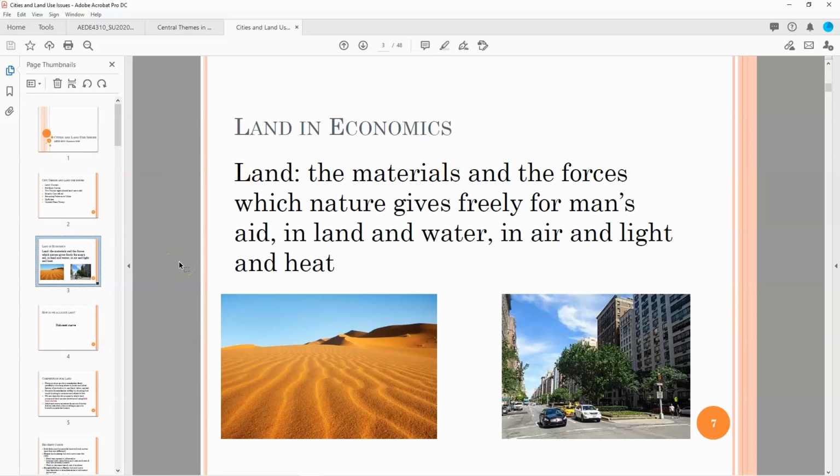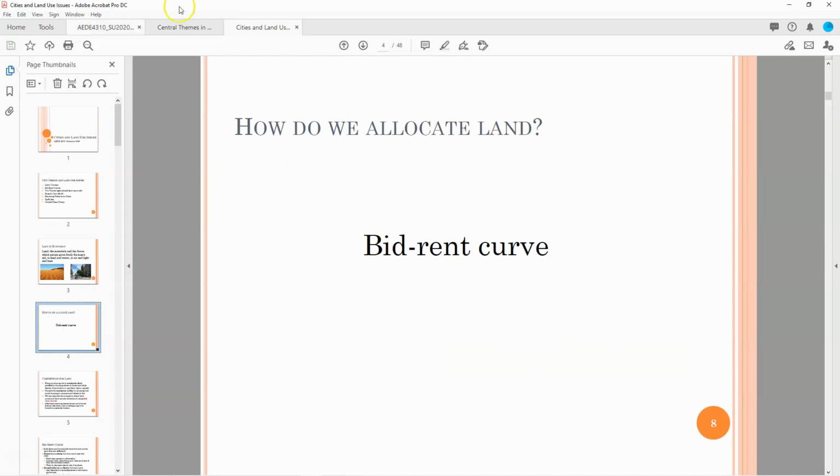Here, first we define land in economics. Land is one of the materials and the forces which nature gives freely for man's aid: in land and water, in air and light and heat. And then we are going to talk about how we allocate land. We allocate land depending on the bid-rent curve.